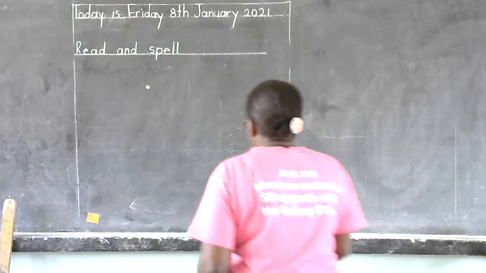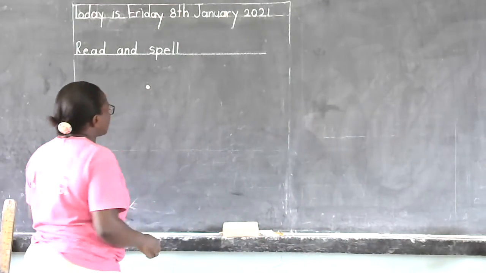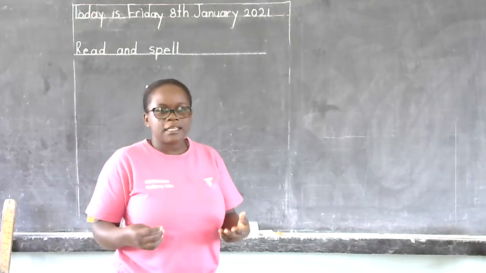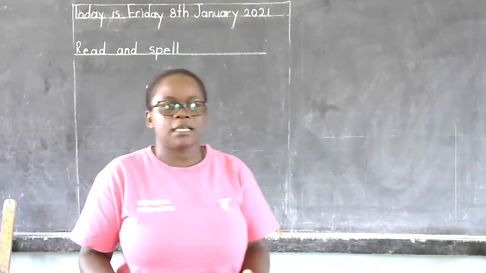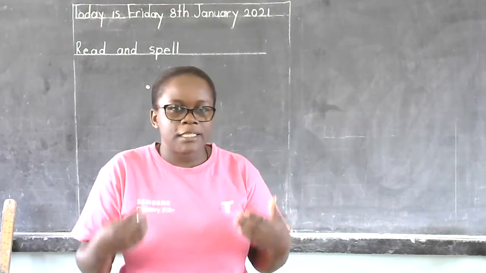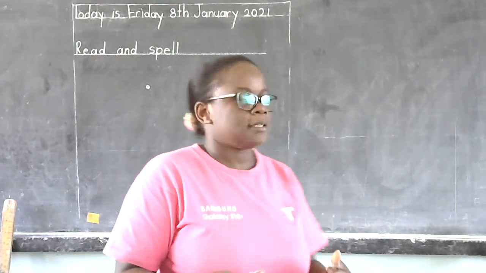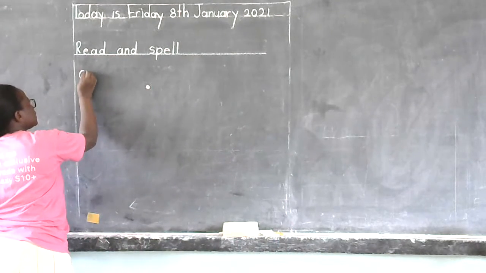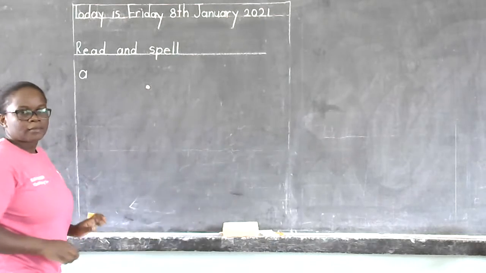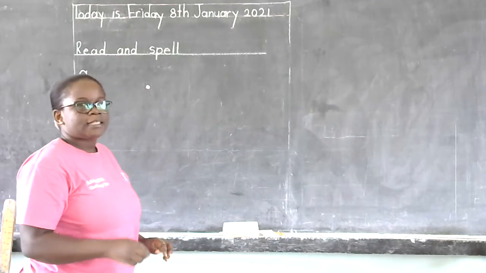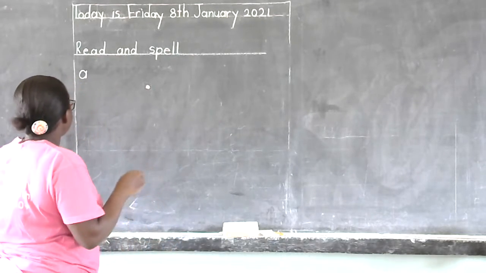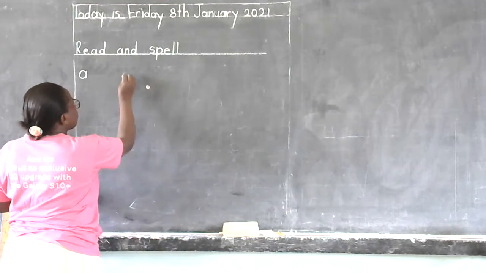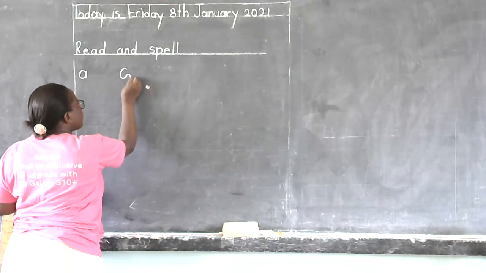Okay. Are you ready? Yes. Today, we are going to look at letters. And these letters have pictures. And these pictures have words. So, can we look at our letters? This is letter A. Letter A has a picture. Letter A for apple. Wonderful.